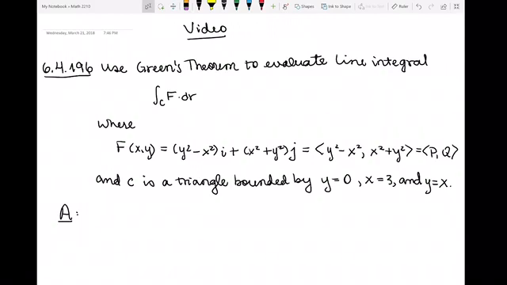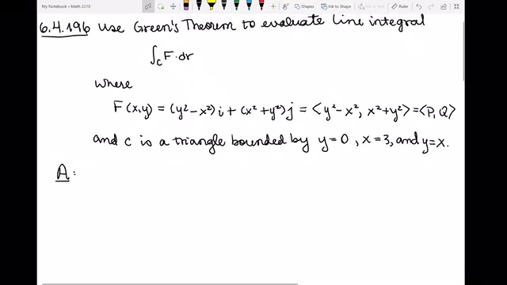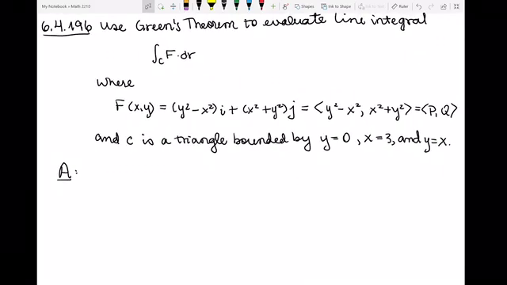F of x, y is given by y squared minus x squared in the i component, plus x squared y squared in the j component. And the region, or the line that we're going to integrate over, is a triangle bounded by y equals 0, x equals 3, and y equals x. So the first thing we should do, like any problem, is try to get an idea for what's going on by drawing a picture of the region. So we'll do that really quick.